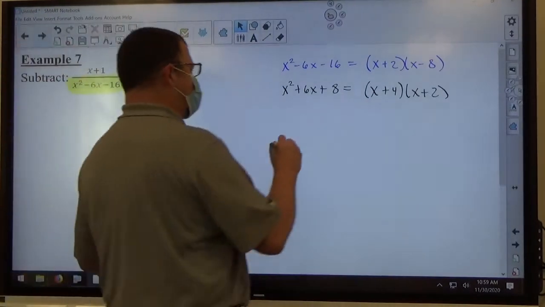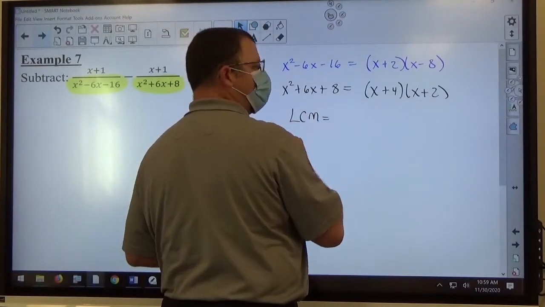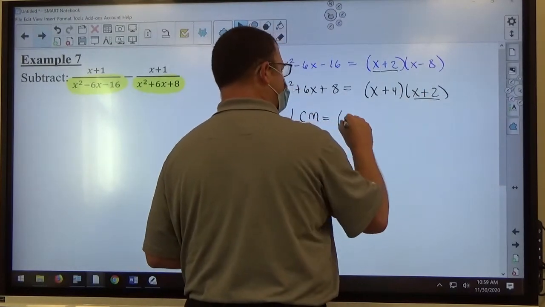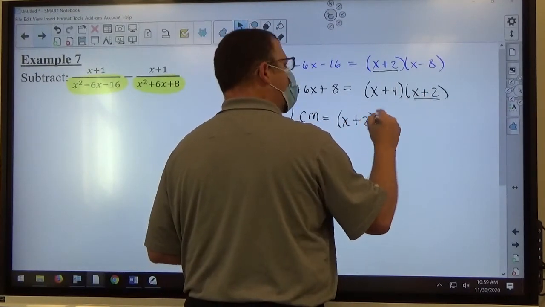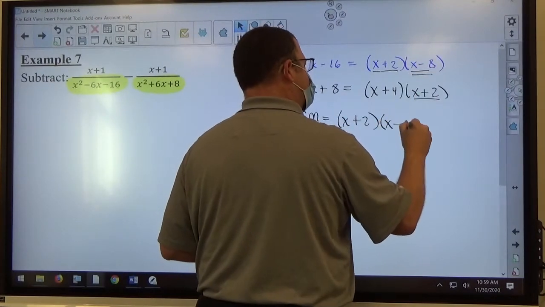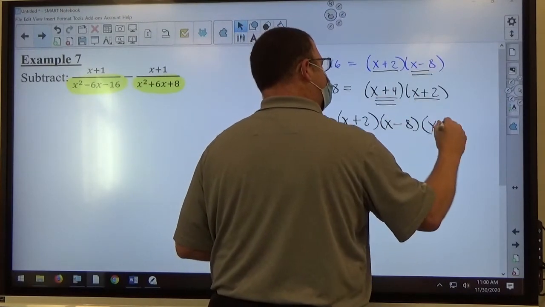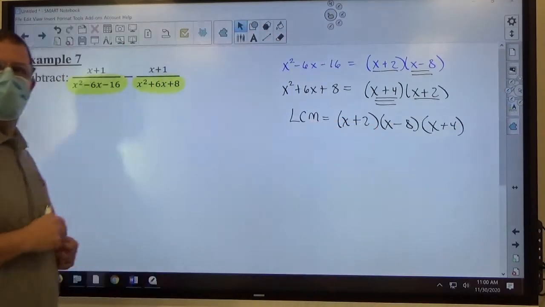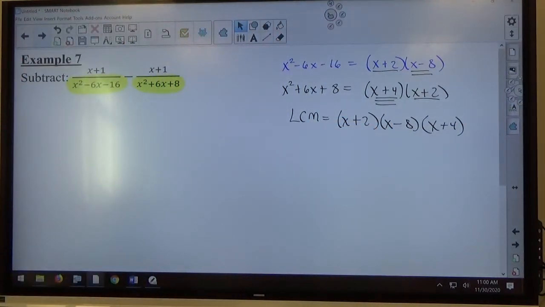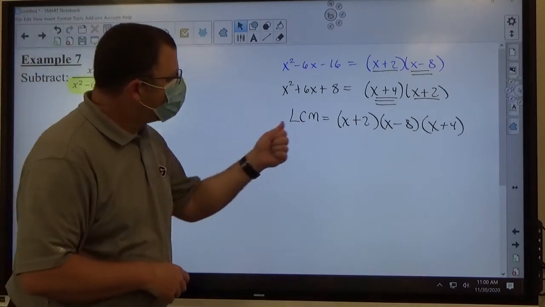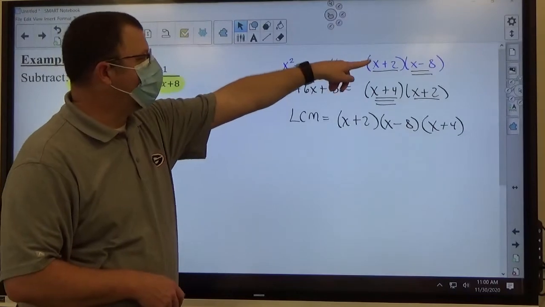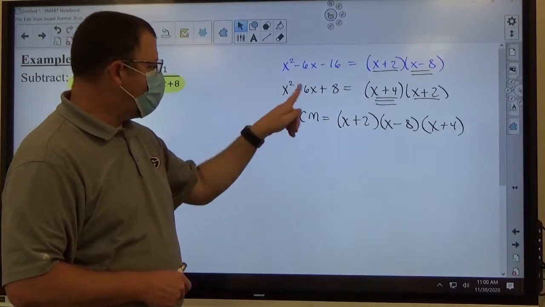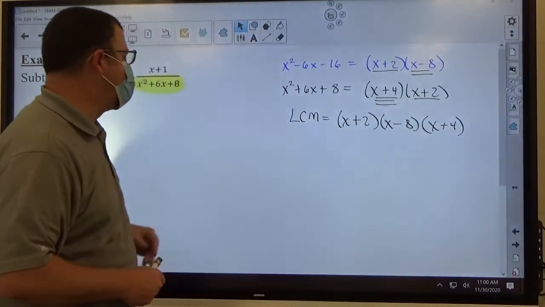So my least common multiple is every factor that occurs. So x plus 2 occurs, x minus 8 occurs, and x plus 4 occurs. And it doesn't matter that x plus 2 happened multiple times. It happens, so it gets written down. If it happens, it matters. If it doesn't happen, it doesn't matter. Only write down what happened, and only write it down once. Once you've written down everything that happens, the power of everything is 1, right? So it's just a bunch of 1s. So x plus 2, x minus 8, x plus 4 is the least common multiple.